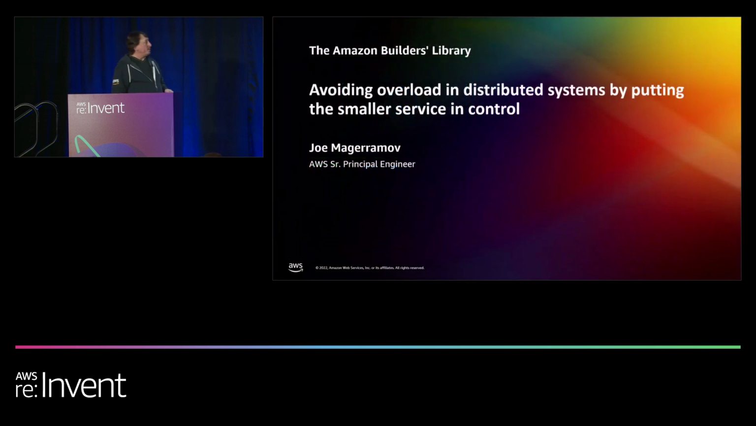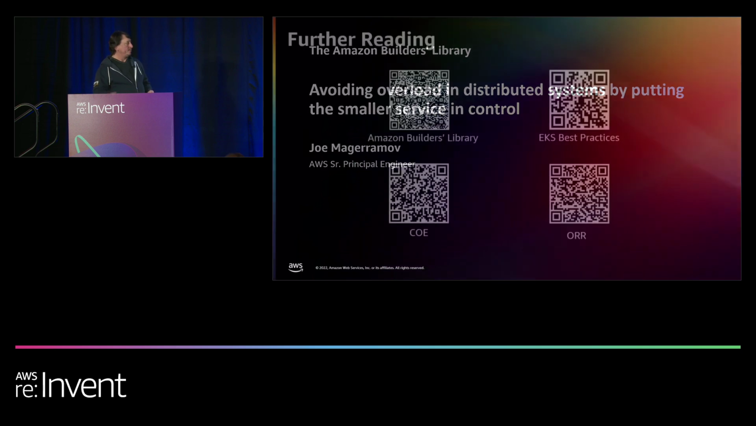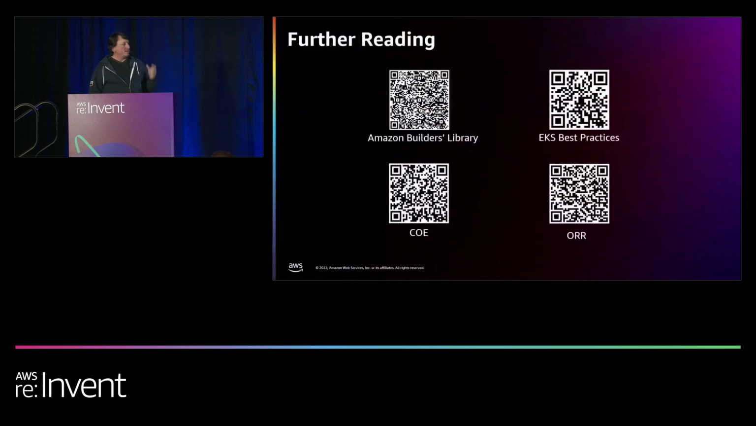So last reference here, the Amazon Builders Library. Joe has an article here about how to avoid overload in distributed systems by putting smaller services in control. There's a limit to what you can and can't do with EKS because of the way it's designed, but there's some really deep thought that goes into this about what the considerations should be about handling overload. So last but not least, some references, resources that we mentioned: the ORR, the COE process that Ishwar made reference to, the Amazon Builders Library, and the EKS Best Practices Guide.